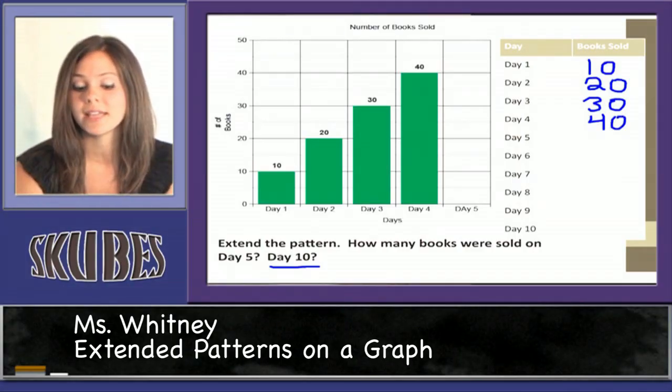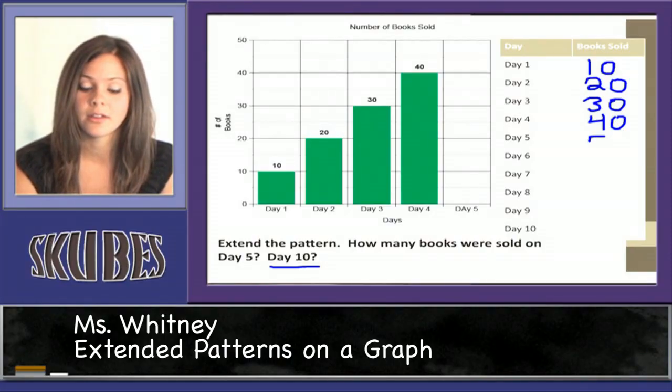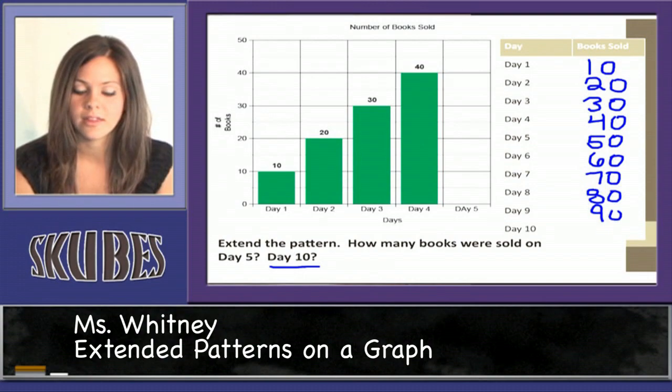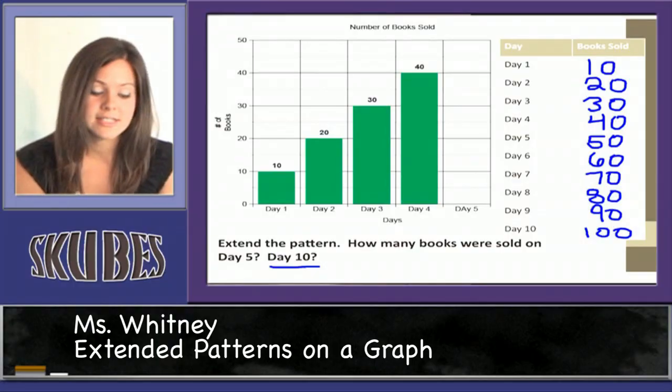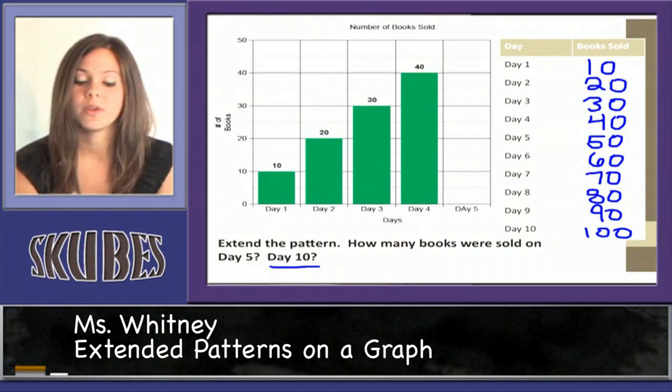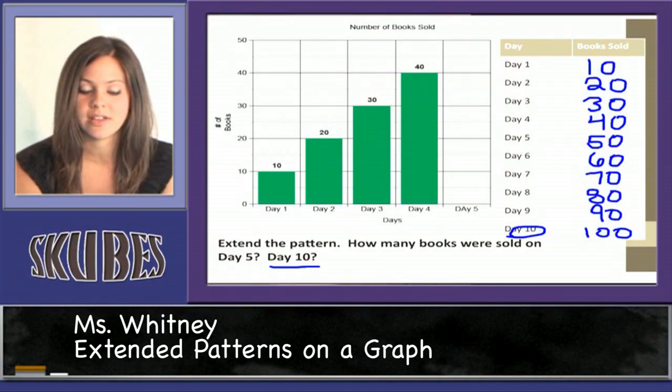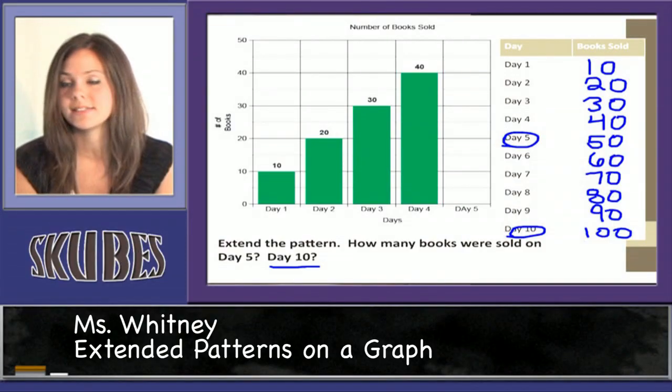Now we need to find our pattern. We can see that we're counting by tens. 10, 20, 30, 40. Our next number is 50. Keep extending. 60, 70, 80, 90, and 100. Now we can answer our questions. On day 5, we had 50 books sold, and on day 10, we had 100 books sold. So day 5, 50 books, and day 10, 100.